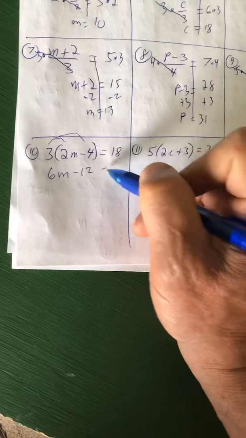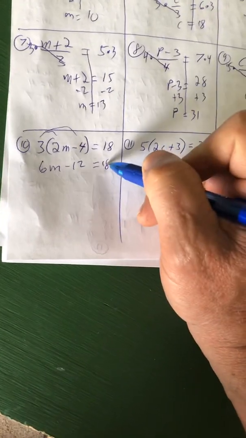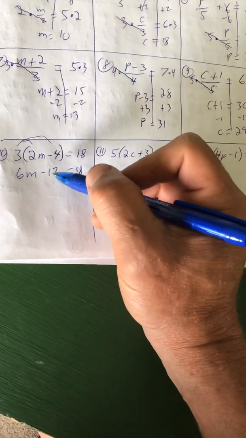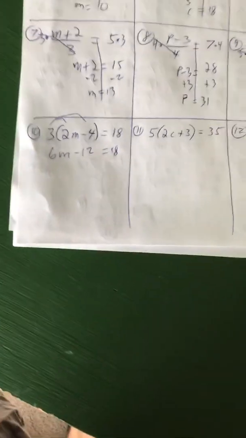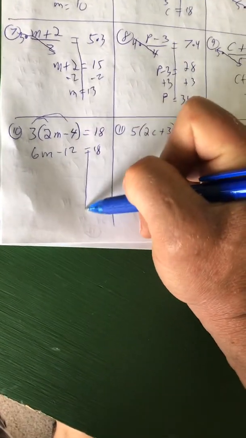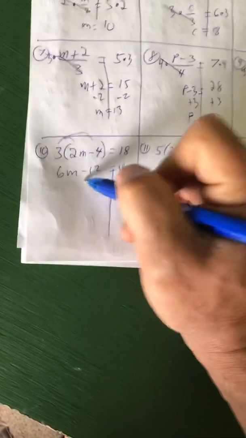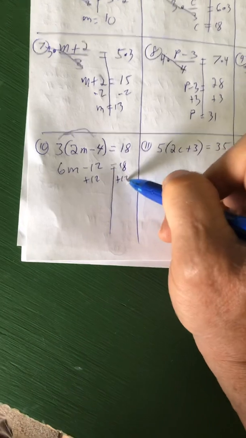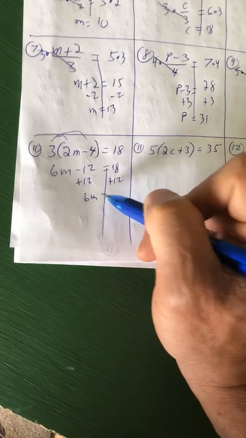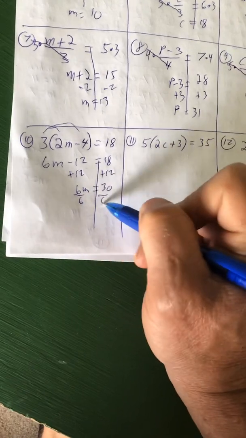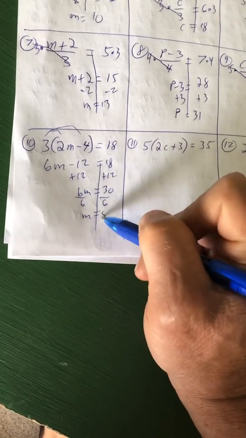6m minus 12 equals 18. 6 times 2m is 12m. 6 times minus 2 is going to be minus 12. And now I'm ready to solve. And now it's just like number 1. I'm going to add 12 to both sides. 6m equals 30. And I'm going to divide both sides by 6. And m equals 5. And I can check.